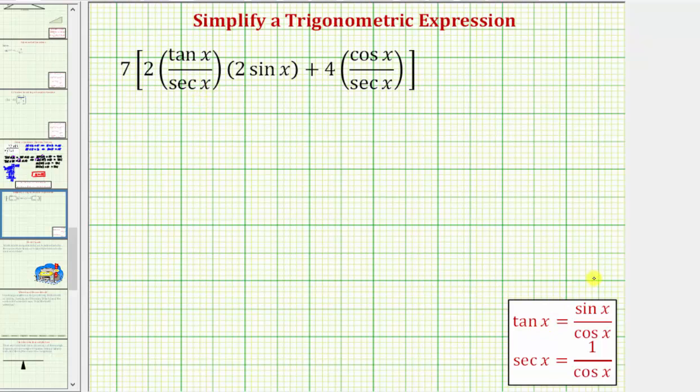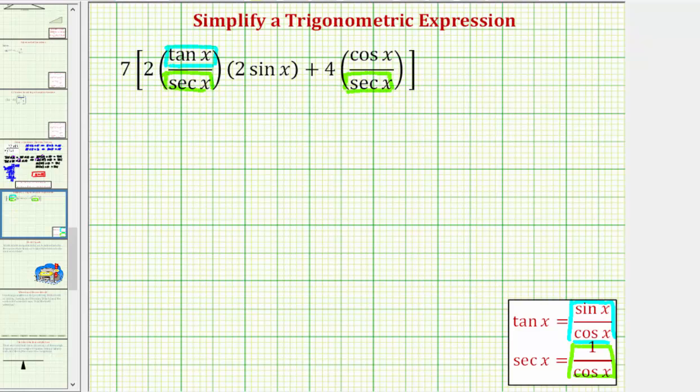So because tangent x equals sine x divided by cosine x, and secant x equals 1 divided by cosine x, we'll substitute sine x divided by cosine x for tangent x, and we'll substitute 1 divided by cosine x for secant x here and here.